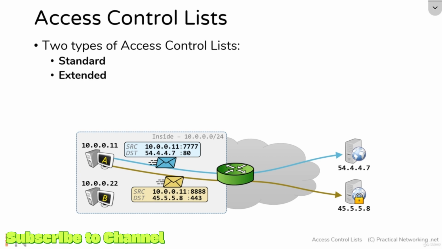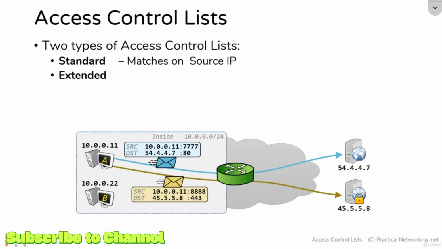There are two types of access control lists on a Cisco router. They are standard and extended. The difference between these two is simply which fields in the packet they are using to identify particular traffic. A standard access list is only matching on the source IP address, which means I can match both of these packets by identifying traffic with the source IP address of 10.0.0.11. That's the only option you have with a standard access list.